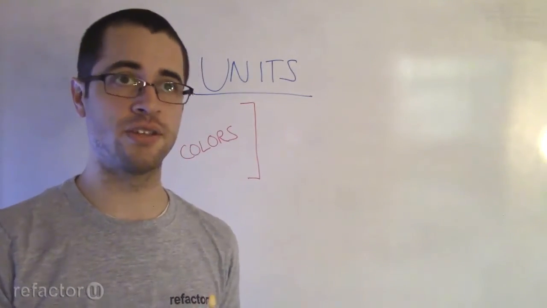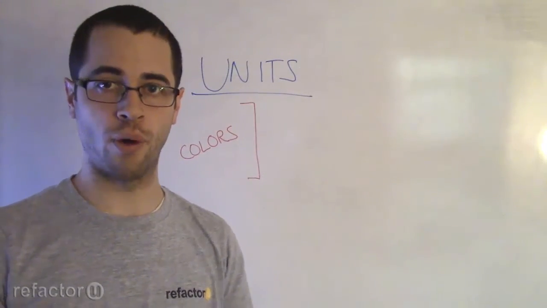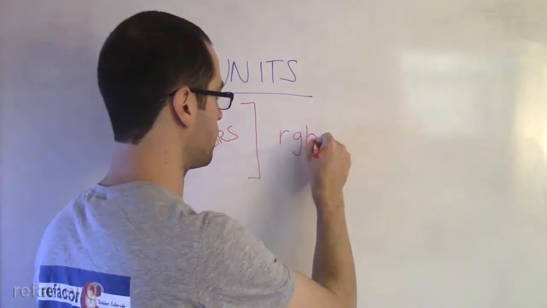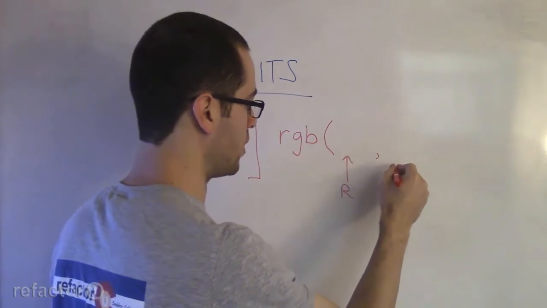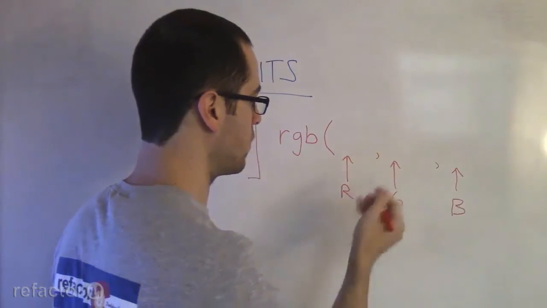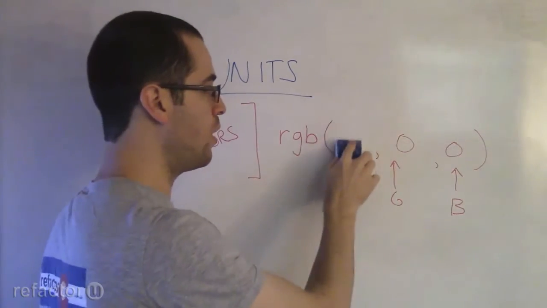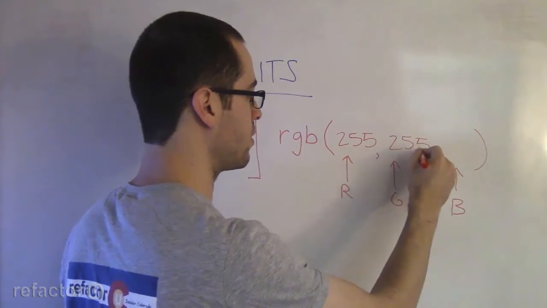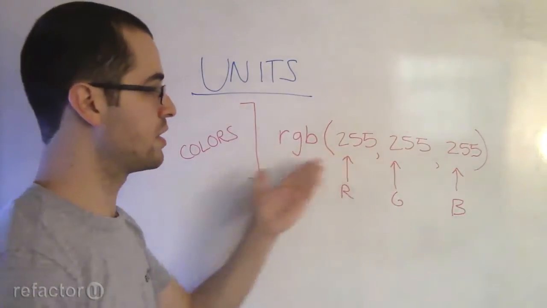We can also define things using RGB. It's similar to hex, but instead of using 0 to 9, A to F, we're using 0 to 255, 255 being full white, 0 being full black. So we could define a color as RGB, and then pass it the R channel, comma, the G channel, comma, the B channel. So we could say that black is 0, 0, 0. Or we could say white is 255, 255, 255. So this just allows us to express our colors a little bit differently using this format.